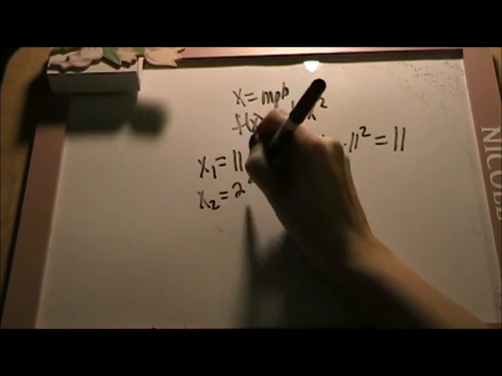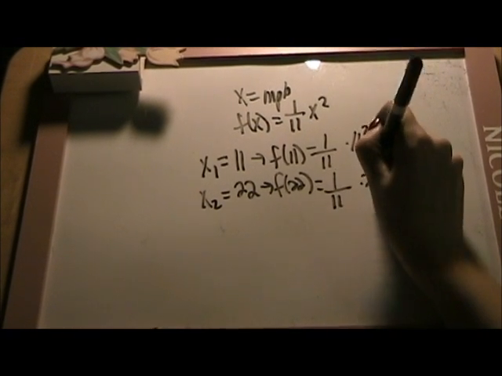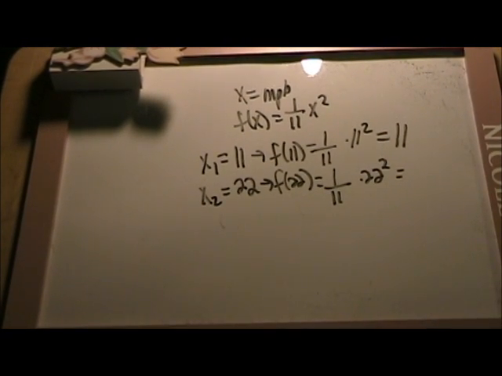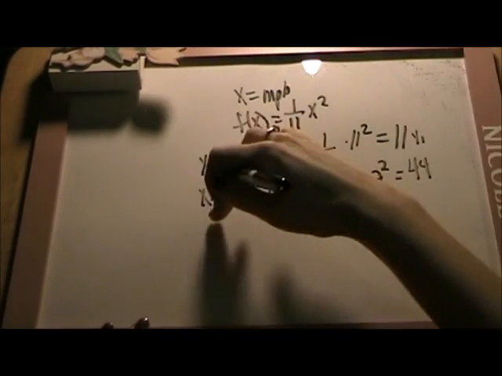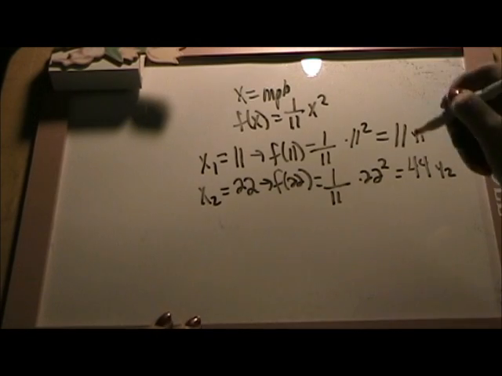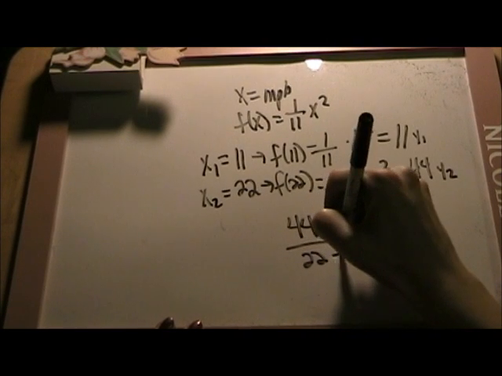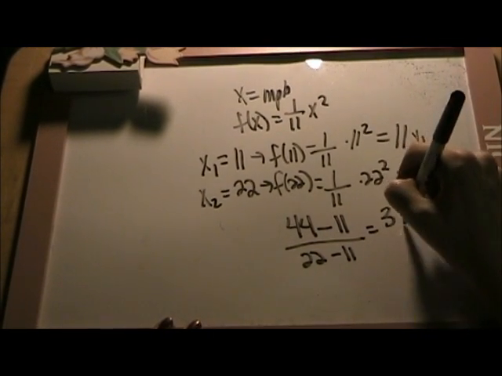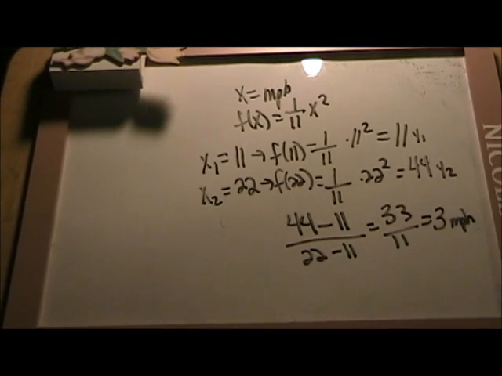x2 we said was 22 miles per hour. We plug in 22. We get 1 over 11 times 22 squared, which is 44. If this was x1, this is y1, x2, y2, and then just plug it into the slope formula. 44 minus 11 over 22 minus 11 equals 33 over 11, which equals 3, and our units miles per hour.